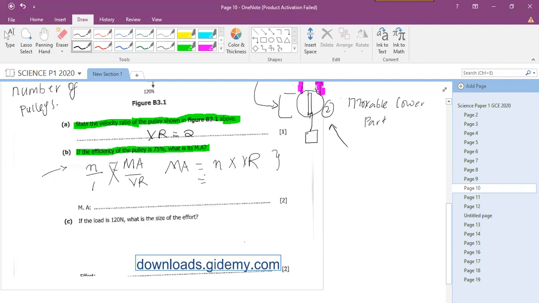So the efficiency has been stated as 75%. So that's 75 over 100. And we're multiplying by this velocity ratio that we stated, which is 2. So all we have to do here now is just simple arithmetic. If you go to your calculator and say 75 divided by 100, you're going to get 0.75. Then if you multiply 0.75 by 2, you're going to get your mechanical advantage as 1.5.